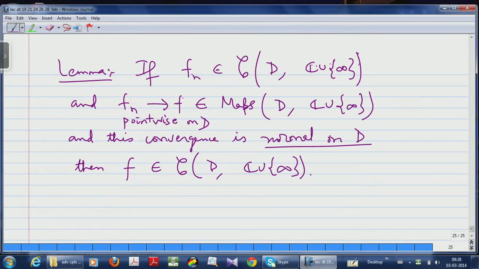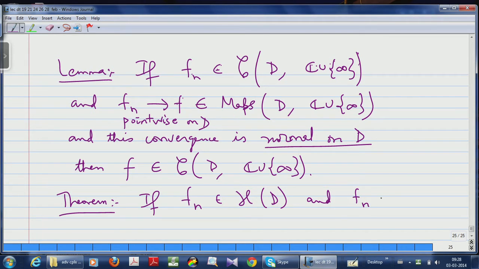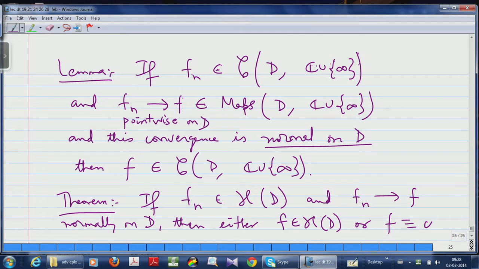Okay, so let me write that down. Theorem: if Fn is a sequence of holomorphic functions on D, in H of D, and Fn converges to F normally on D, then either F is also holomorphic or F is identically infinity. That's all. You don't get the intermediate case of F being meromorphic. Okay, so this is a theorem.